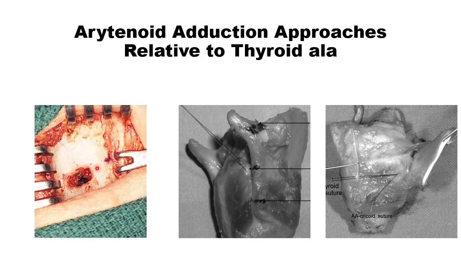The third approach is through a keyhole, a small window created in the thyroid ala, in the posterior part of the thyroid ala, just in front of the oblique line of the thyroid. And through this window you can gain direct access to the muscular process of the arytenoid without having to remove any big parts of the thyroid ala itself.